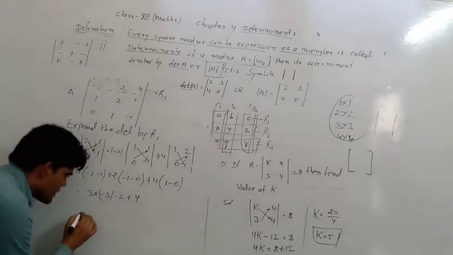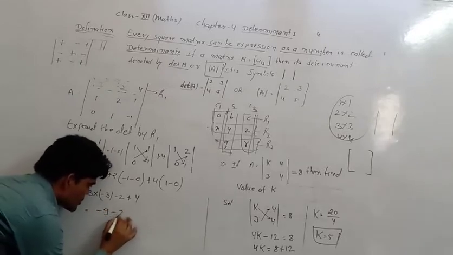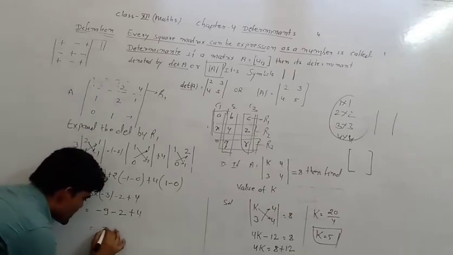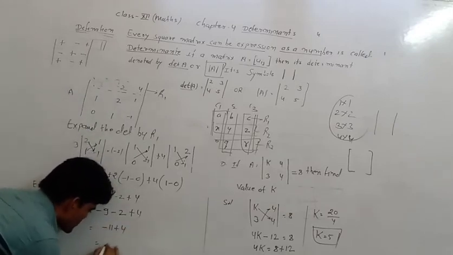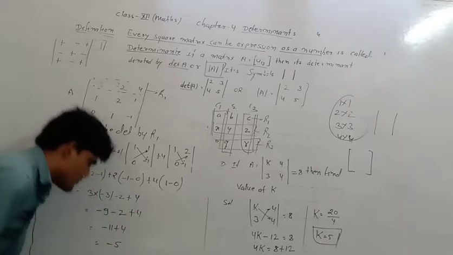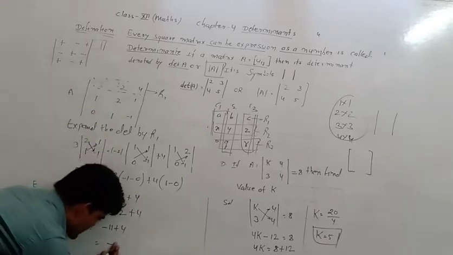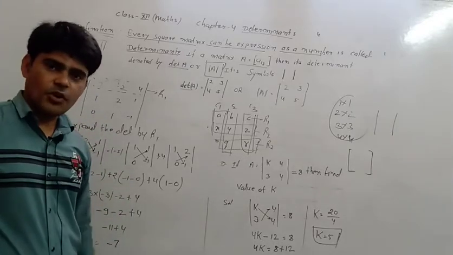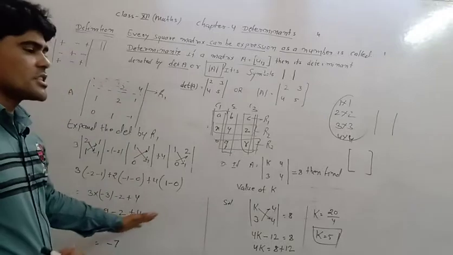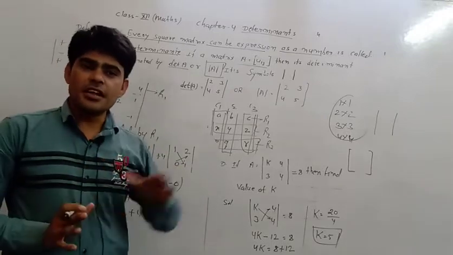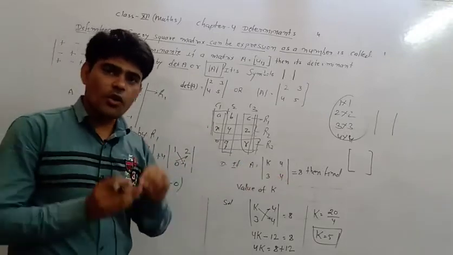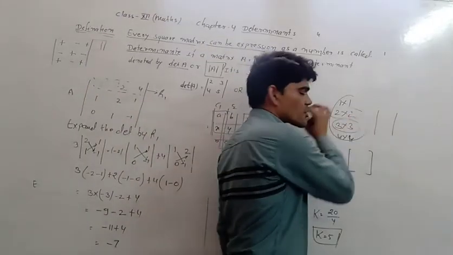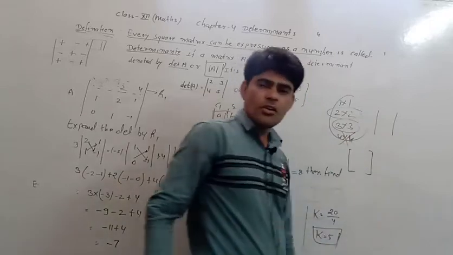Then we get equals to minus 9 minus 2 plus 4. The value of the determinant is minus 11 plus 4, equals minus 7. This is the value of the determinant. Clear? This is the solution of a 3 by 3 determinant. At the level of 12th class, we solve only determinants of order 3 by 3 and order 2 by 2, not order 4 by 4.